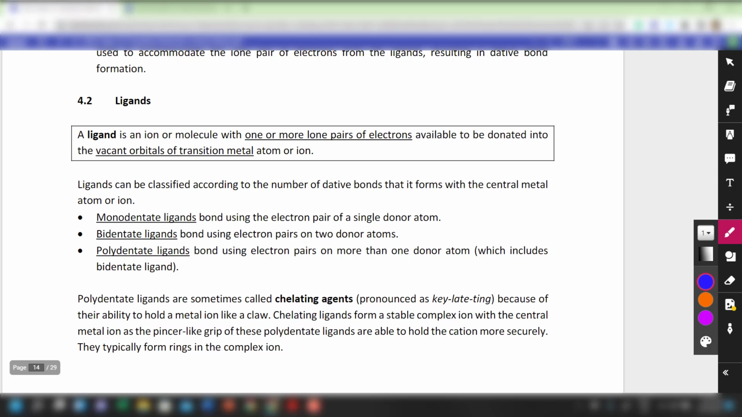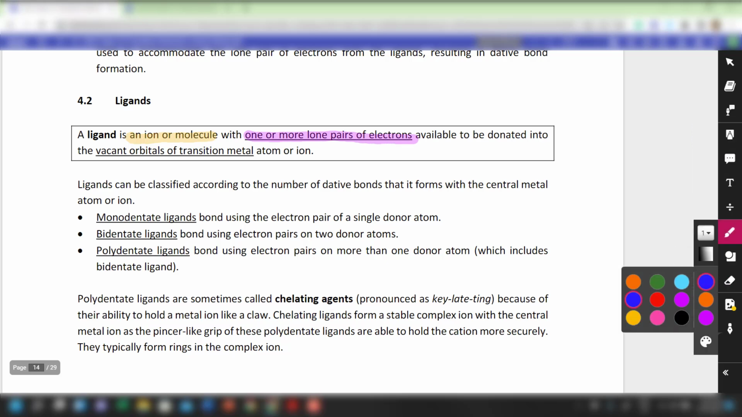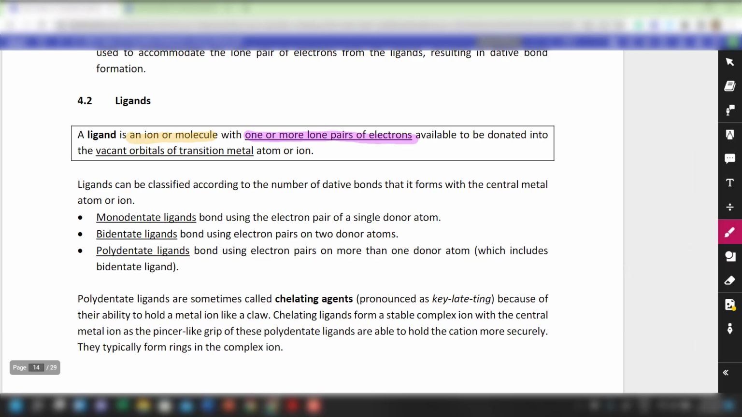So in general, a ligand could be a molecule, it could be an ion, so do ensure that your definition is all encompassing. It should also contain one or more lone pairs of electrons available to form a coordinate bond, or a dative covalent bond, with the vacant orbitals of the transition metal. So do take note of that.